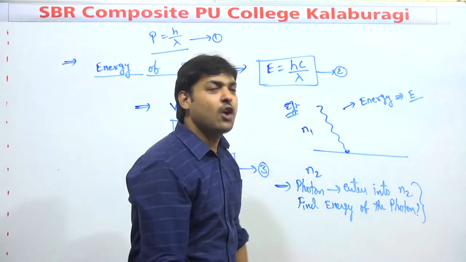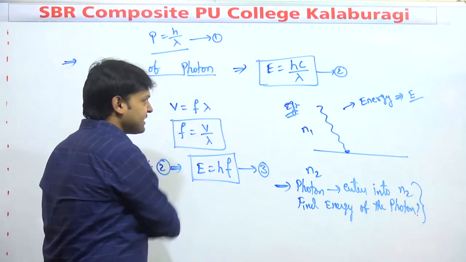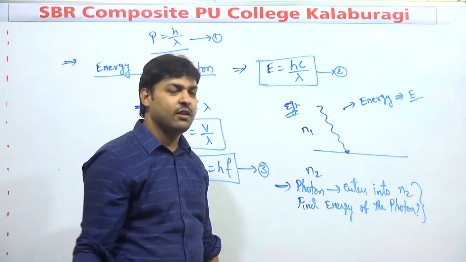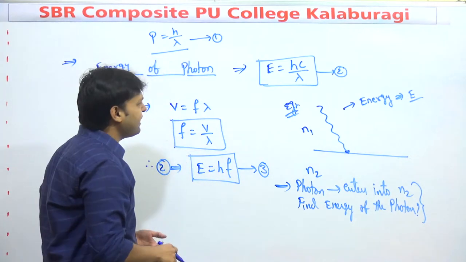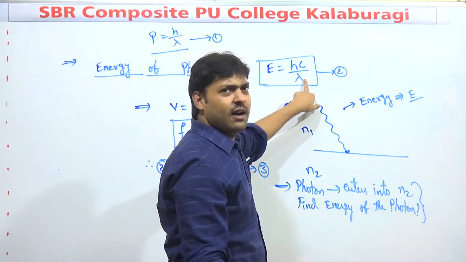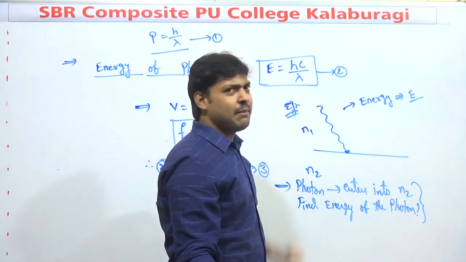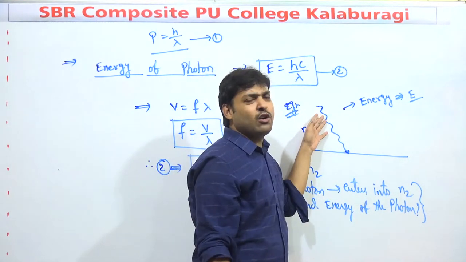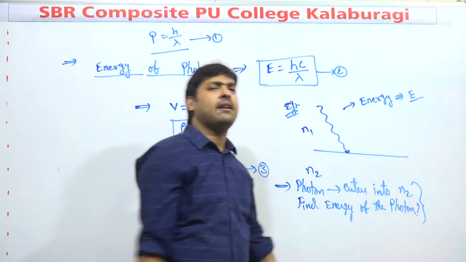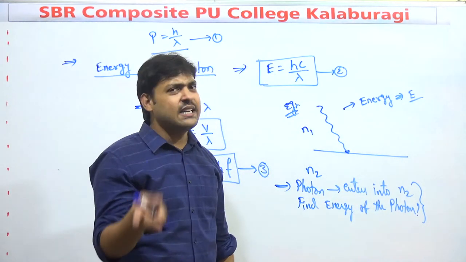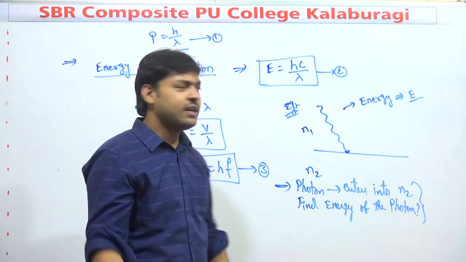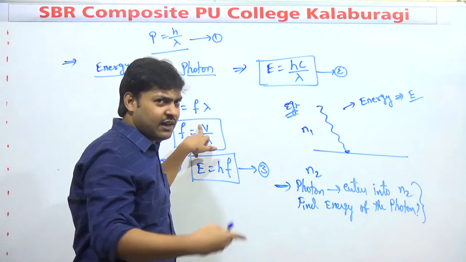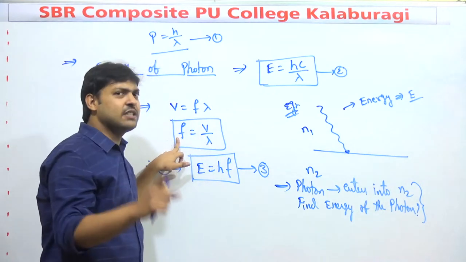Energy will be constant for that photon. Why constant? Try to see the point. E equals hc by lambda. I already said, I think in the previous classes, if the light ray goes from one medium to another medium, what will happen? Wavelength changes, speed changes, frequency constant. The speed of the wave changes, and the frequency remains constant.